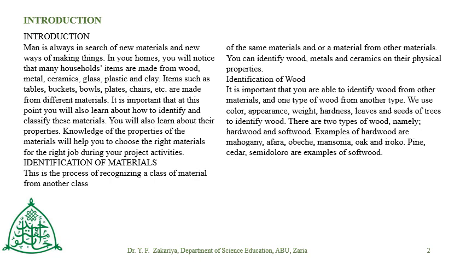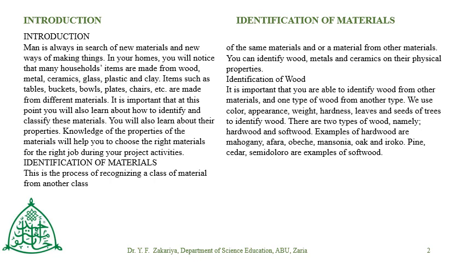Now, identification of materials. This is the process of recognizing a class of material from other class of the same materials and or a material from other materials. You can identify wood, metals, and ceramics on their physical properties. It is important that you are able to identify wood from other materials and one type of wood from another type. We use color, appearance, weight, hardness, leaves, and seeds of trees to identify wood.